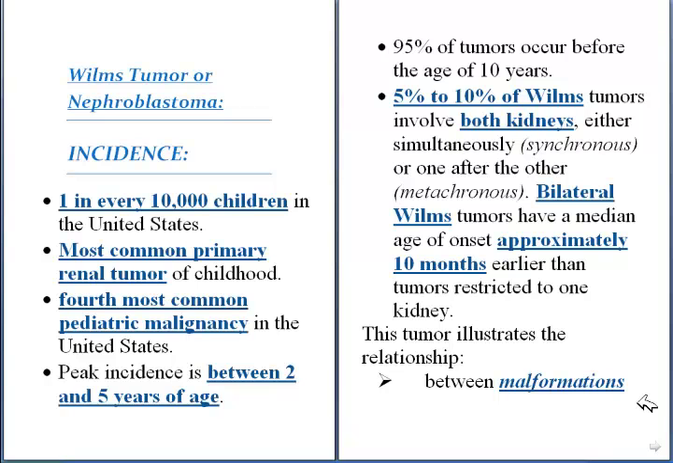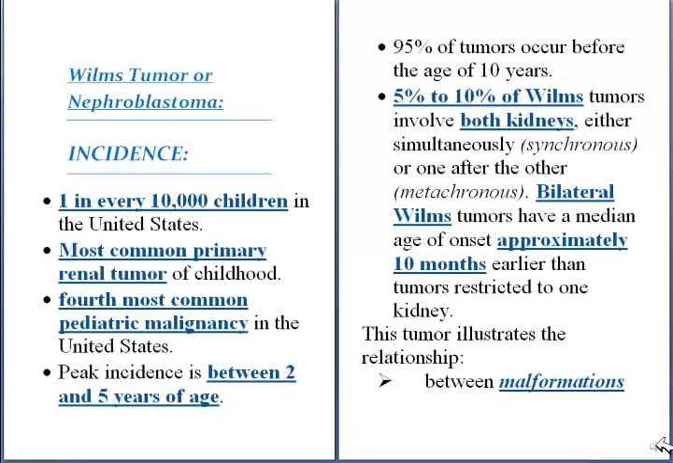95% of the tumors occur before the age of 10 years, and 5% to 10% of Wilms tumors involve both the kidneys, either simultaneously or one after the other. Bilateral Wilms tumors actually have a median age of onset approximately 10 months earlier than unilateral Wilms tumors. So bilateral Wilms tumors have an earlier onset than unilateral Wilms tumors.